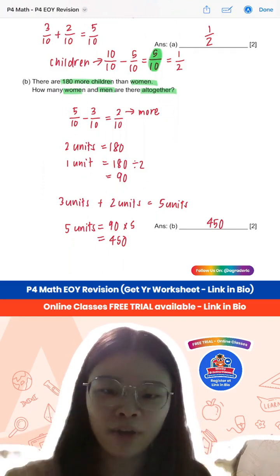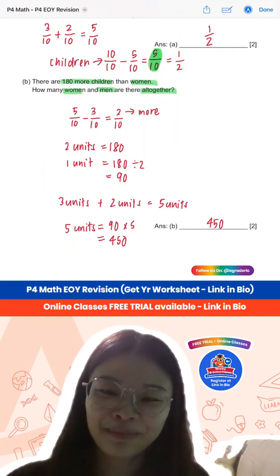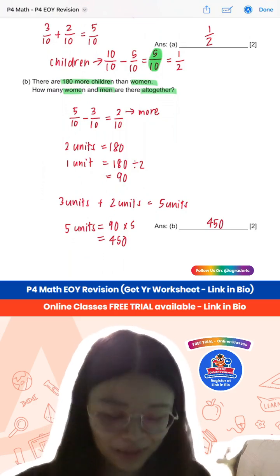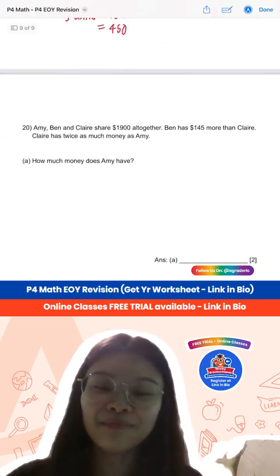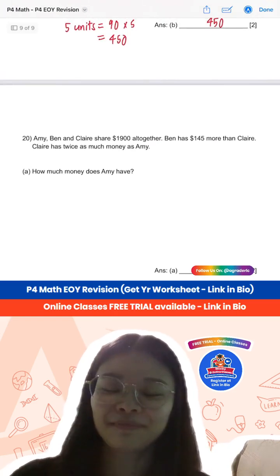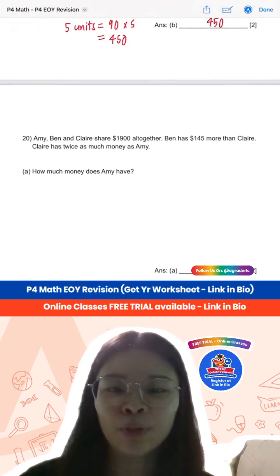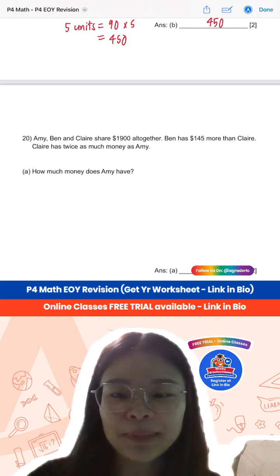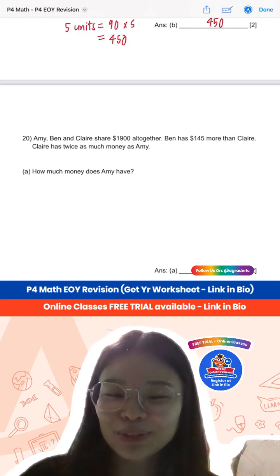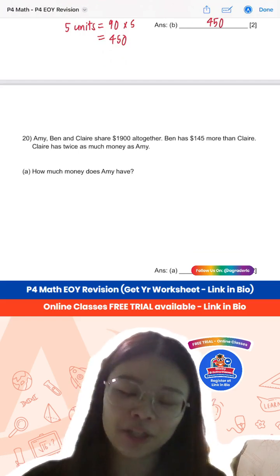Jovina says, I'm P4 and this looks easy. It's good that you think that it's easy. It means you understood the concepts. Then now we are on to our last question. Question 20. Easy for you too, great. Also, when you were attempting the question, you found it manageable.